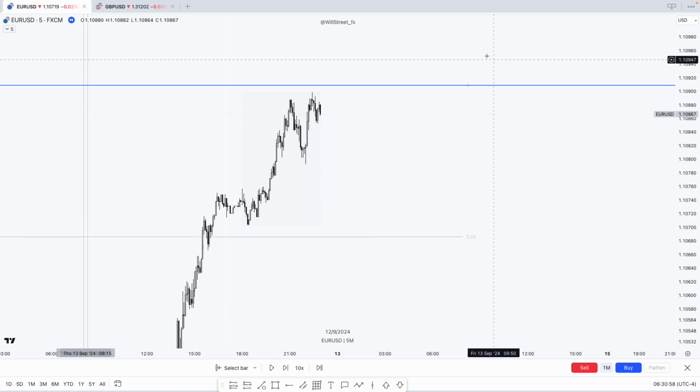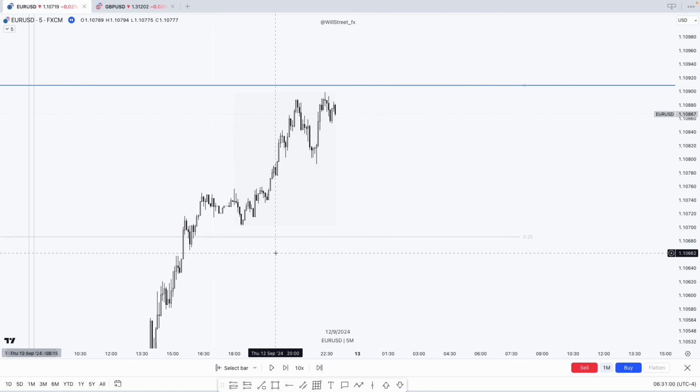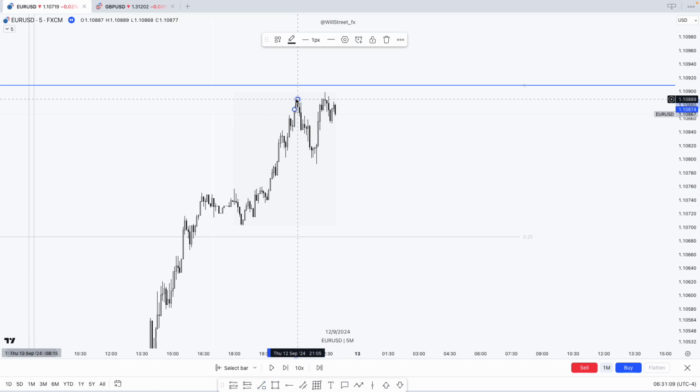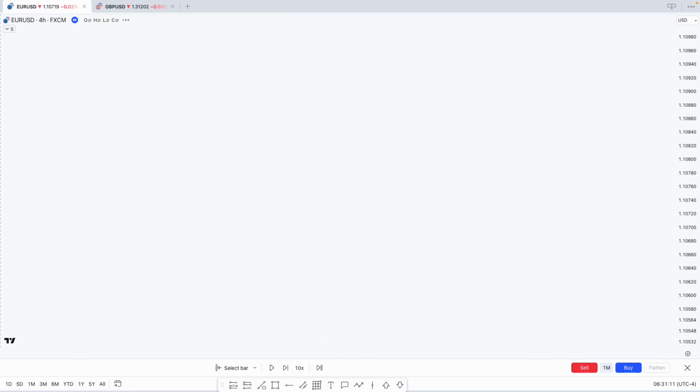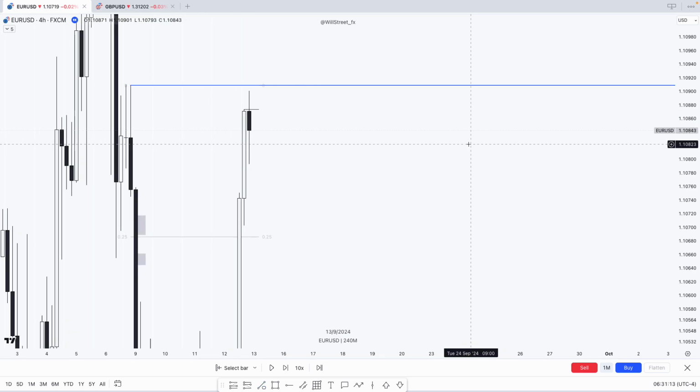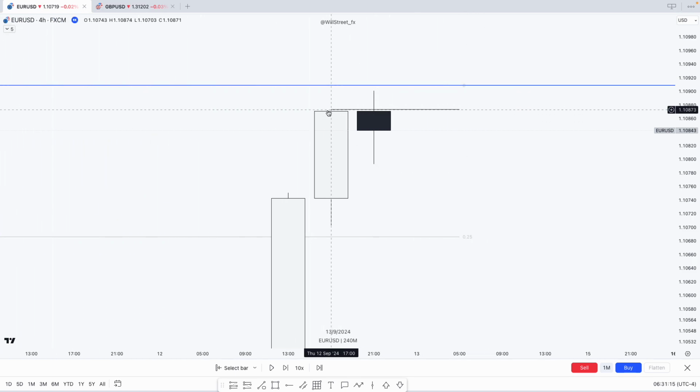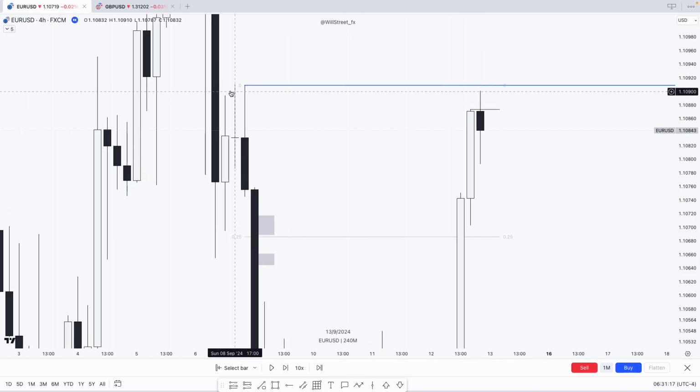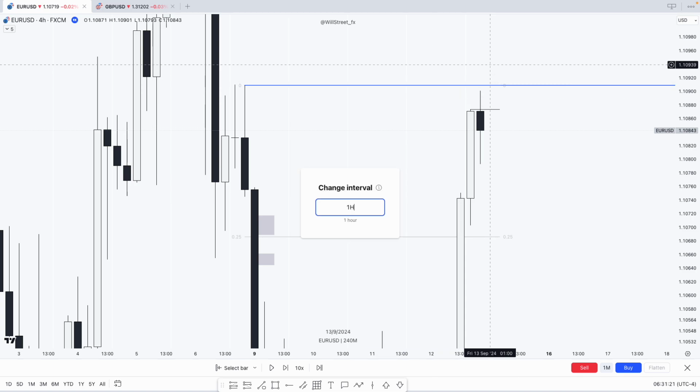We are in the last quarter of my drawn liquidity, and price creates a raid of the 4-hour candle here, you see, and fails to complete with my drawn liquidity, which is this one.